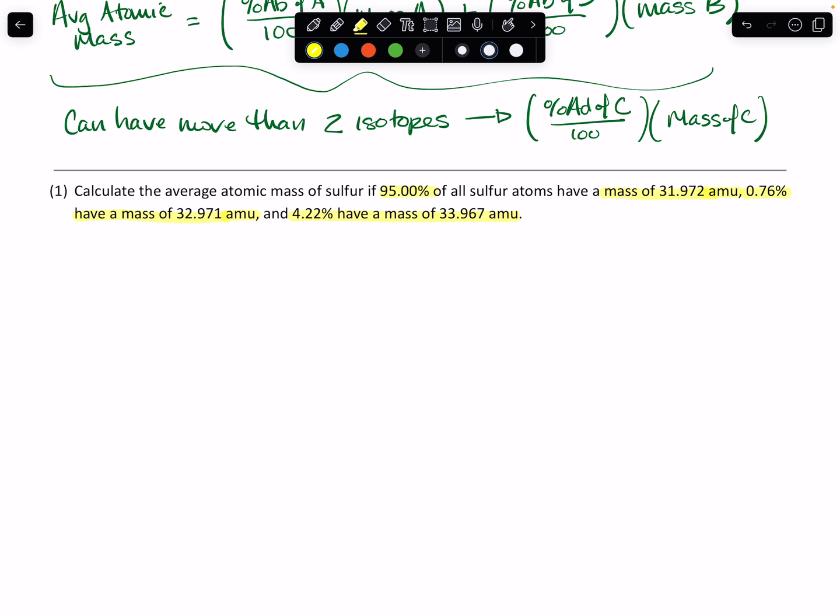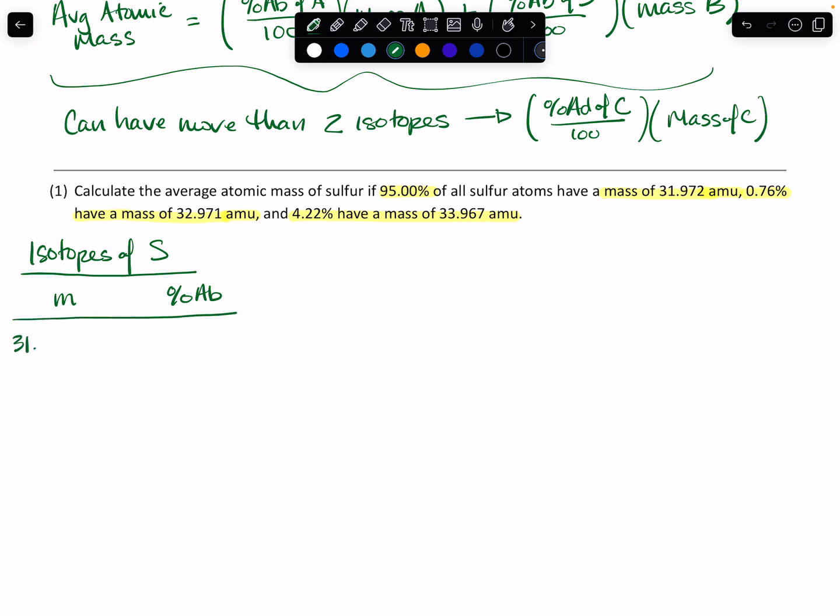All right, so what we've got here are 3 isotopes. I like to organize my information. So, isotopes of sulfur, and then over to the side, I'm going to list them. I'm going to list the mass, and then I'm going to list their percent abundance. All right, so first we start with our first one, which has a mass of 31.972 AMUs, and the percent abundance is 95.00%.